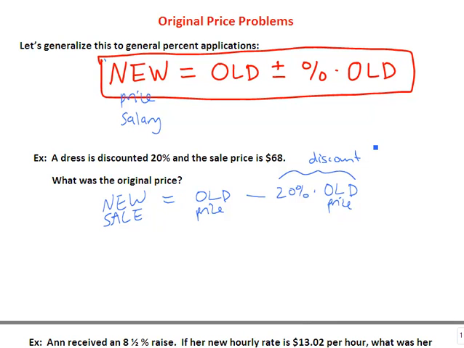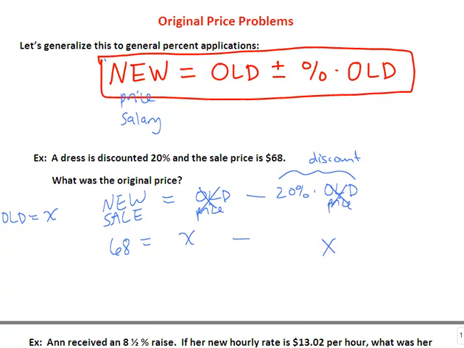So let's plug in everything that we know. We know the new sale price, that was the $68. What we don't know is the old price or the original price, so that's what I'm going to call my X. So X goes here, and X goes here as well. And that 20%, we're going to subtract off that discount.